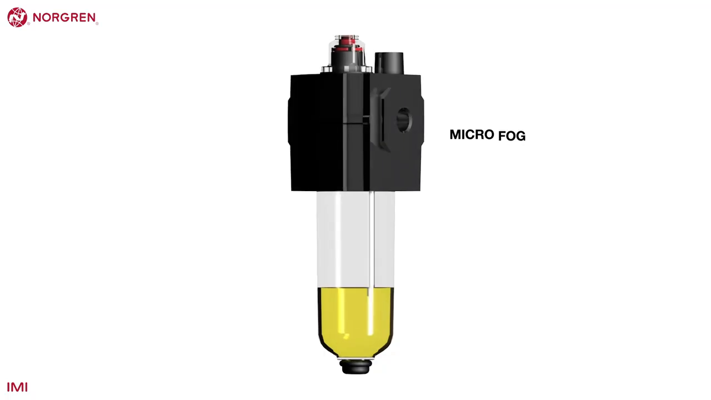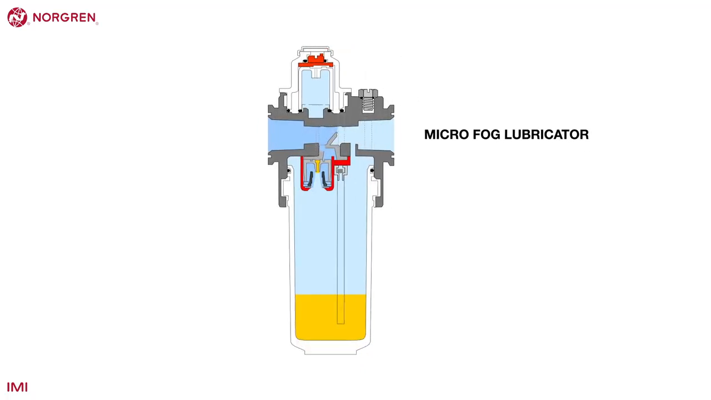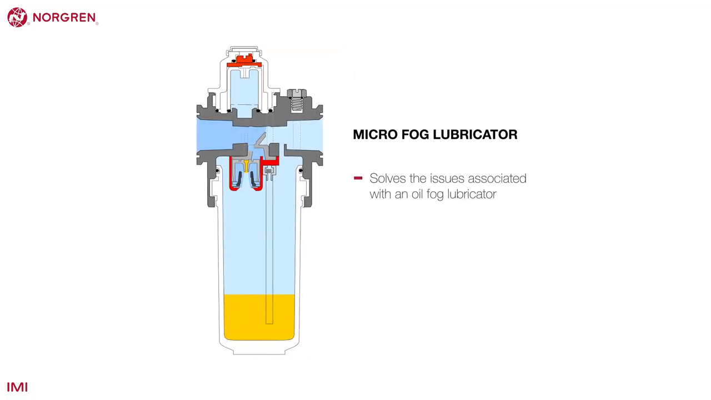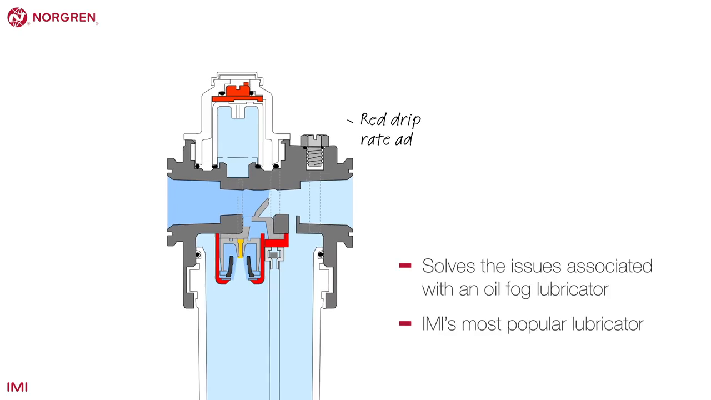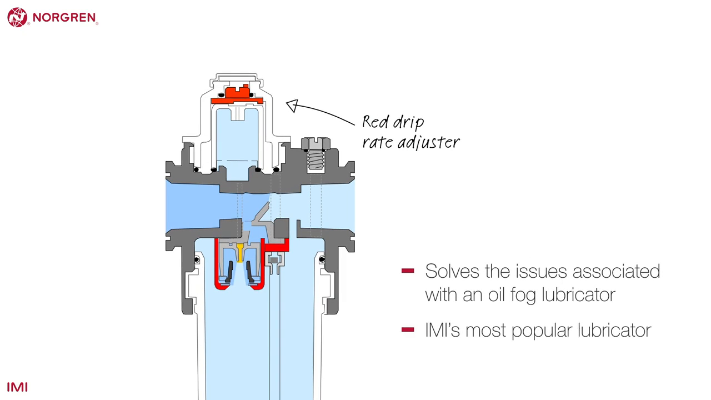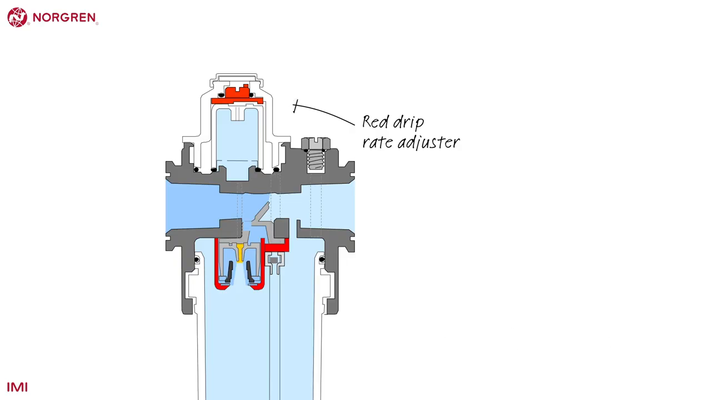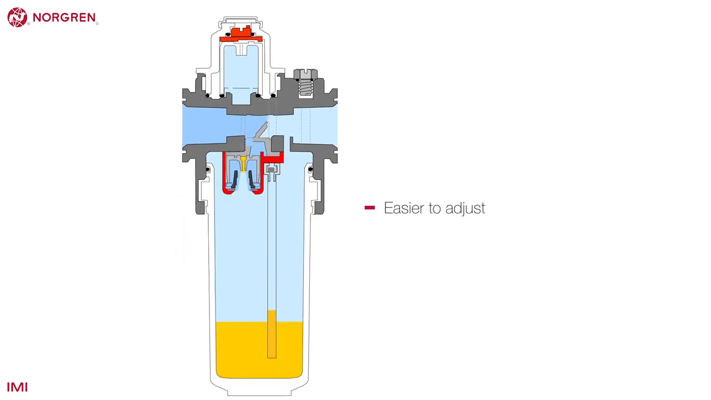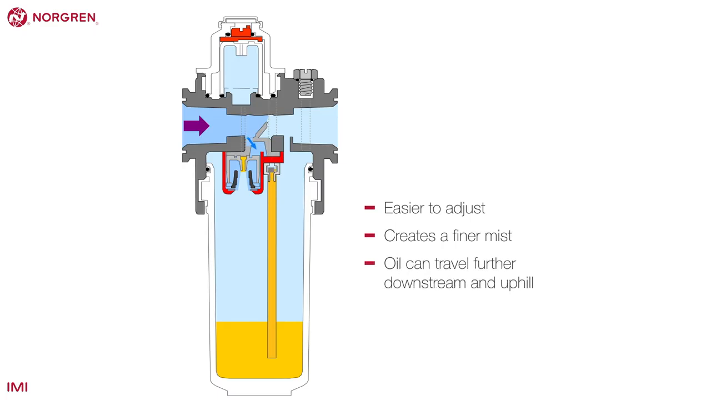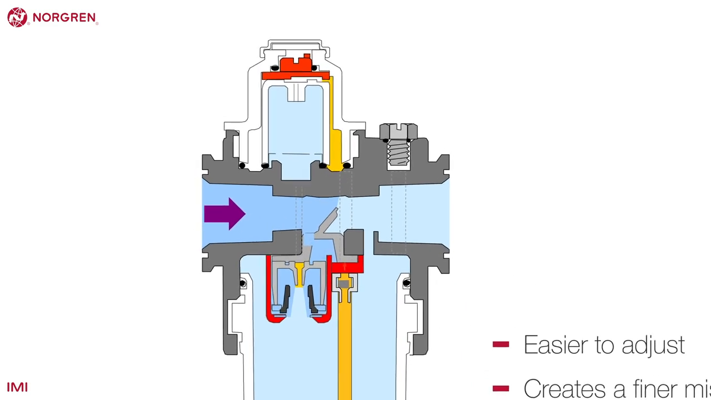The micro fog lubricator is a Norgren innovation that solves the issues associated with an oil fog lubricator. It's our most popular lubricator, is only available from Norgren, and can be identified by the red drip rate adjuster on top. The micro fog lubricator is easier to adjust and creates a much finer mist that allows the oil to travel further downstream, even uphill. The oil will reach anywhere the air flows.